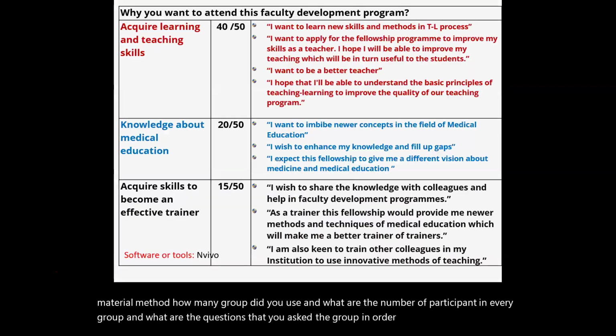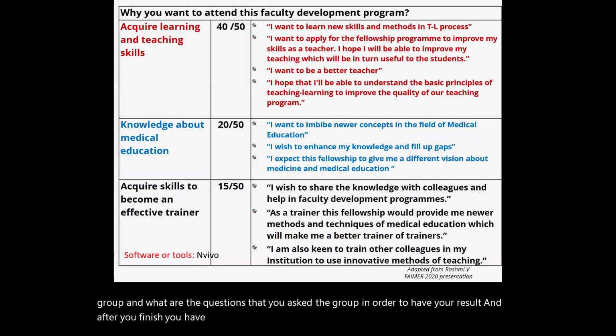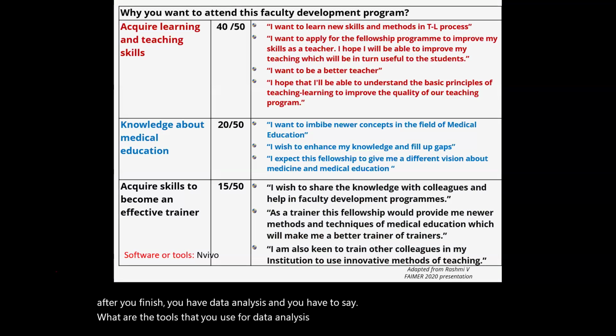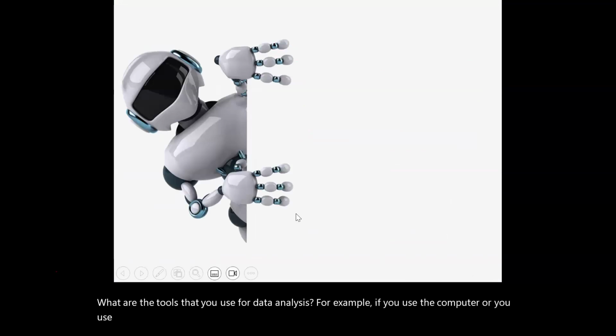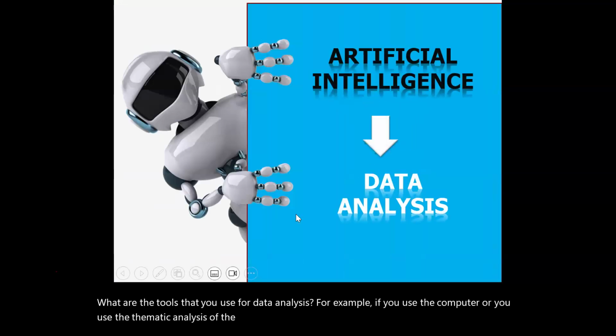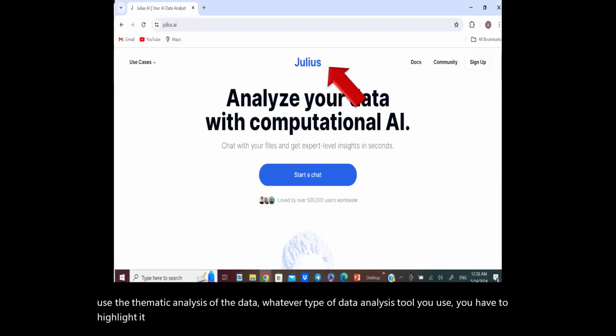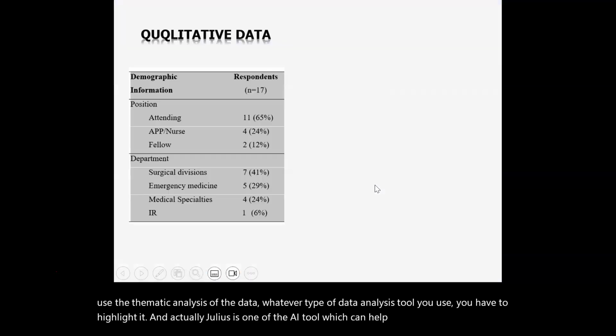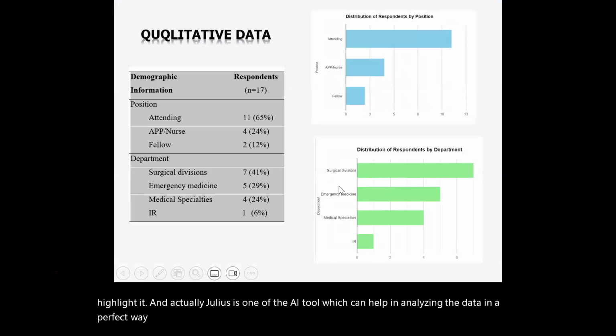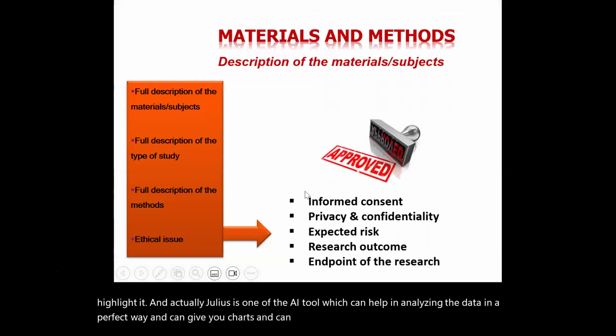And after you finish, you have data analysis, and you have to say what tools you used for data analysis. For example, if you used the computer or the thematic analysis of the data, whatever type of data analysis tool you used, you have to highlight it. And actually, Julius is one of the AI tools which can help in analyzing the data in a perfect way and can give you charts and tables, everything.